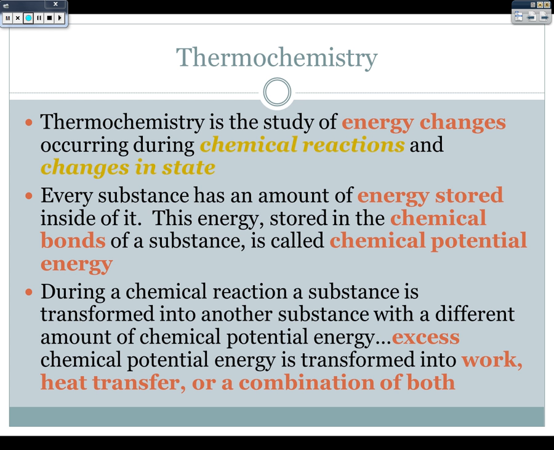During a chemical reaction, a substance is going to be transformed into another substance with a different amount of chemical potential energy. Excess chemical potential energy is then transformed into work, heat transfer, or a combination of both. So when you're looking at a chemical reaction, what's happening is that the chemical potential energy of one substance, when it becomes a new substance, is transformed. And it becomes this new substance with a new chemical potential energy, and any excess potential energy that you get from that transformation becomes work, heat transfer, or a combination of both.